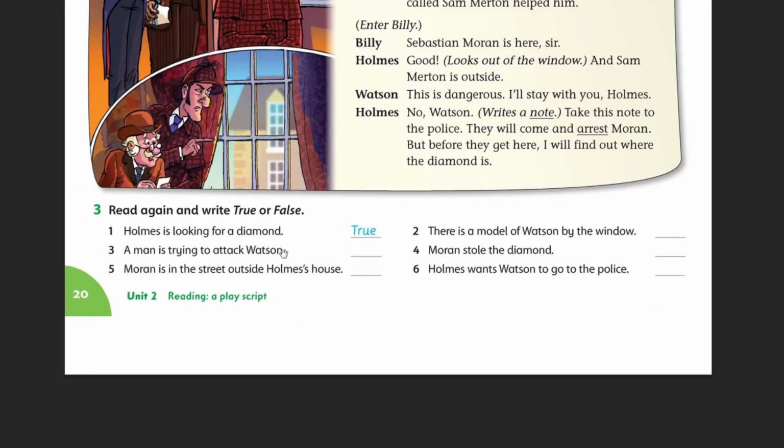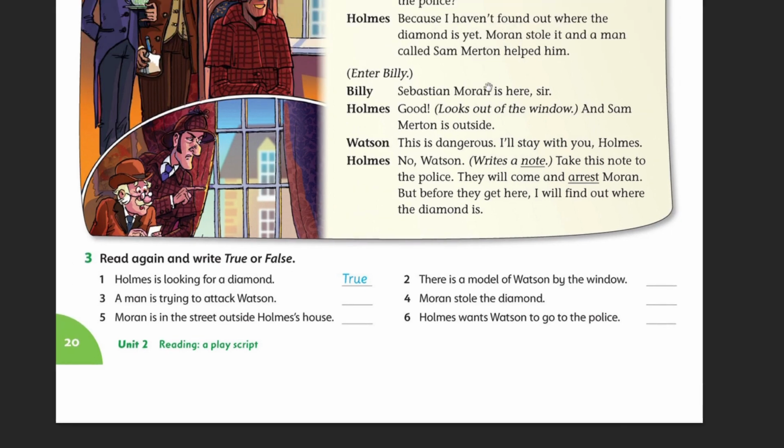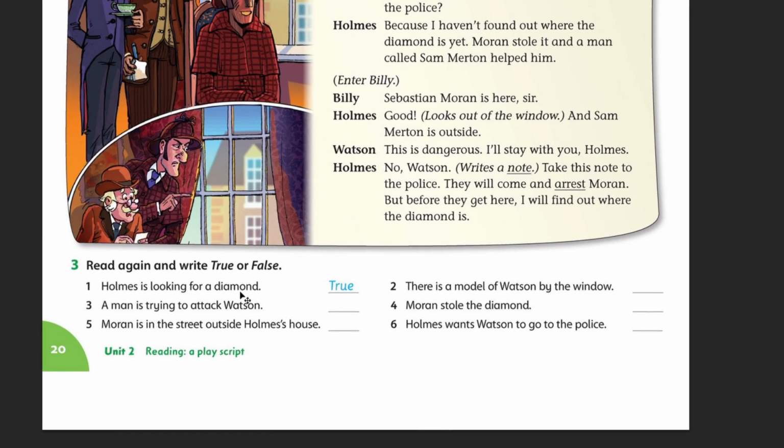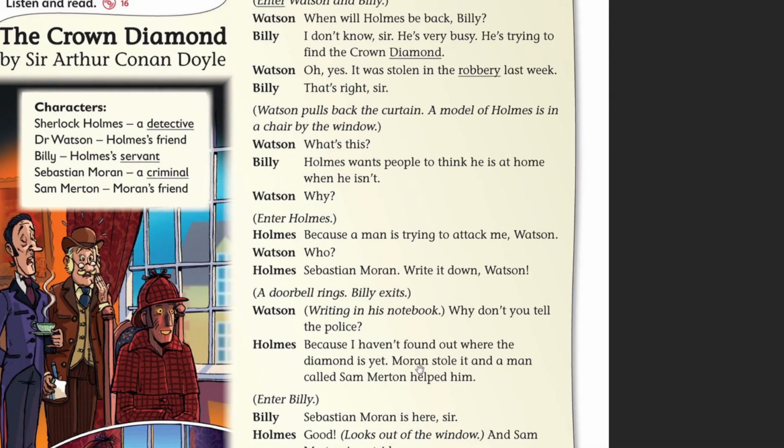As we continue, let's go to number 3. Let's read again and write true or false. We are going to read the script again to find out if these statements are true or false. Number 1, Holmes is looking for a diamond. Is it true? Let's try to verify.